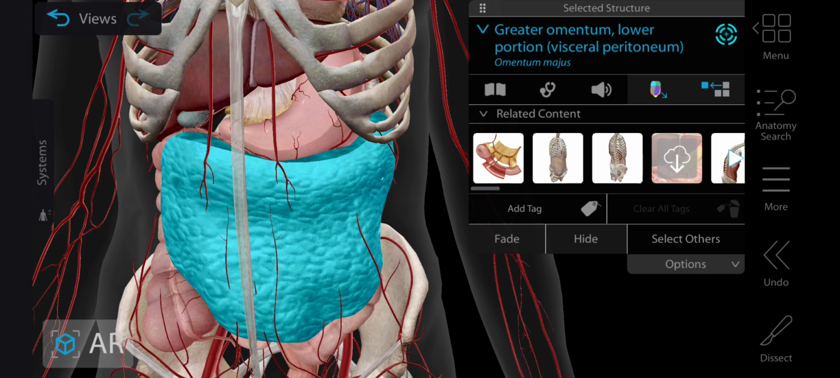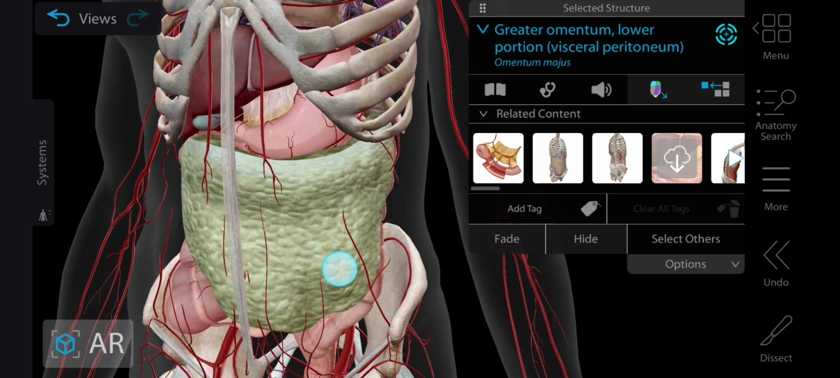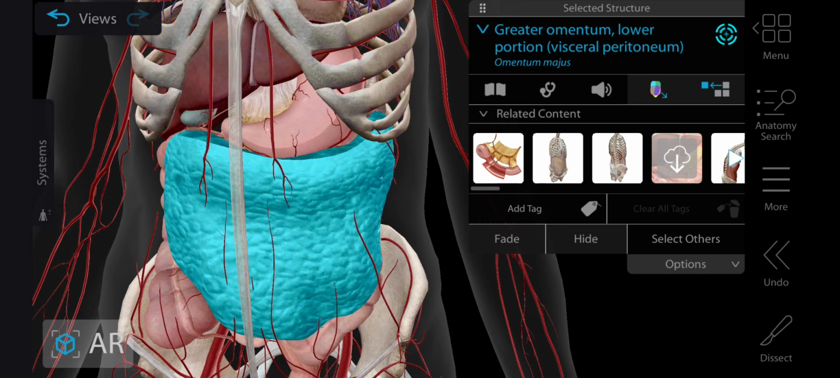Talking about its third function, it also limits the spread of infection by moving to the site of infection and sealing off this area from the surrounding area. Therefore, the greater omentum is also known as the policeman of the abdomen. The greater omentum forms a partition between the supracolic and infracolic compartments of the greater sac. So this was all about the greater omentum.